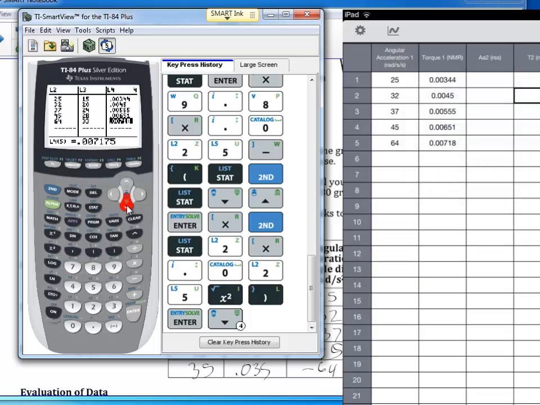Now you're going to have to do this in your calculator again. We need a second list, and I think I actually already have that in L5.